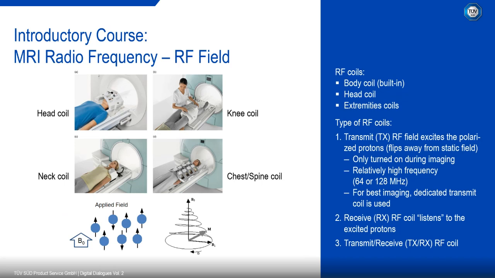The body coil is built in the MRI scanner used as transmit and receive coil for the imaging of the whole body. But localized RF coils are used when good image quality is required. For example, head coil, neck coil, surface coil for chest and spine, and knee coils. You see those examples of those coils here in the photo.